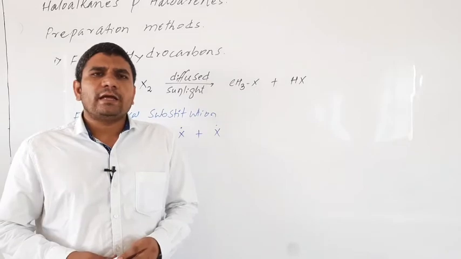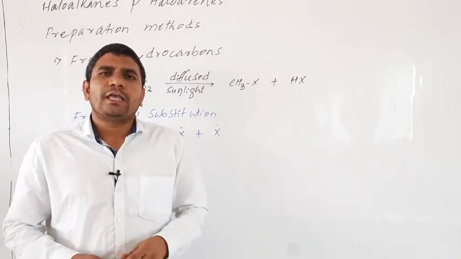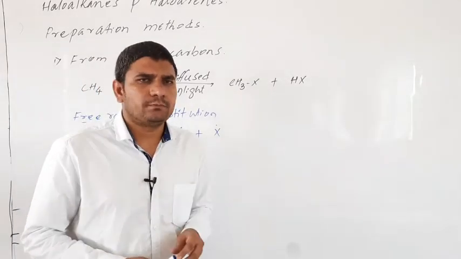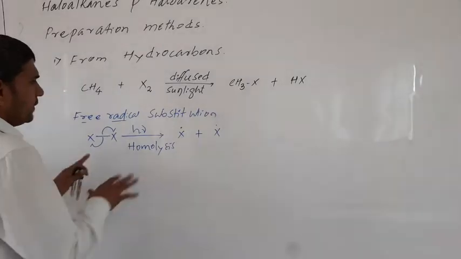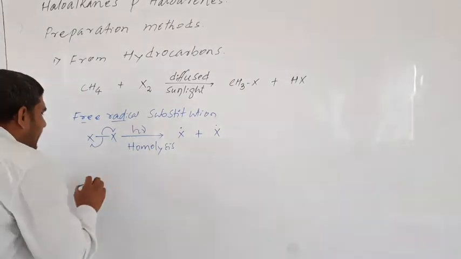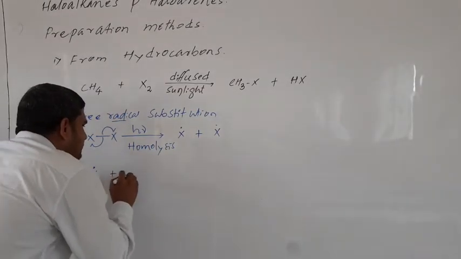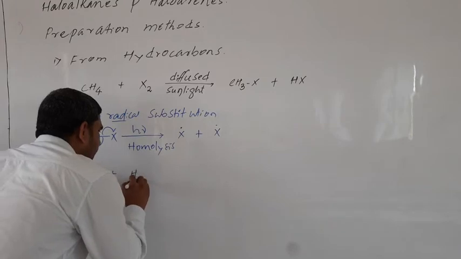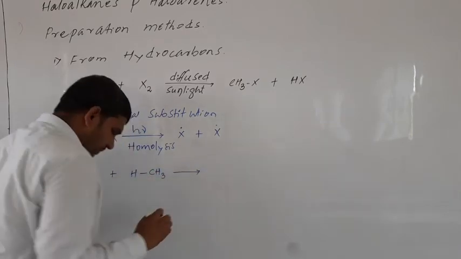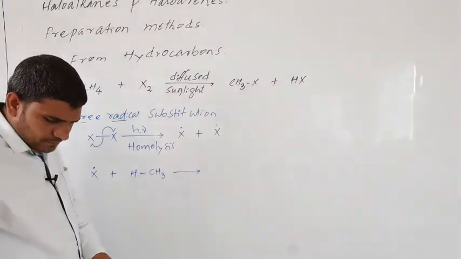In chemical reactions, heterolysis always produces ions. It may be a positive ion or a negative ion. Okay. Initially this process takes place. Now the halogen free radical attacks the methane molecule. Halogen free radical attacks what? Methane molecule.